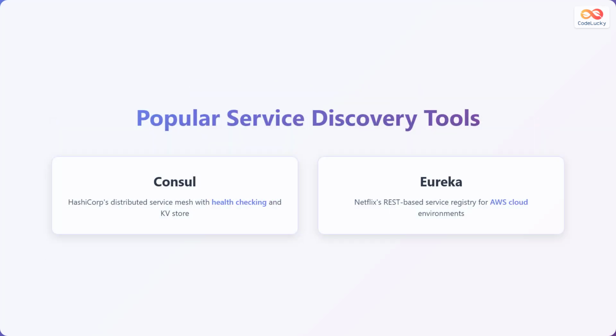So, what are some popular tools for implementing service discovery? Let's discuss a couple of them. First, Consul, which is HashiCorp's distributed service mesh with health checking and a key value store. Second, Eureka, which is Netflix's REST-based service registry, specifically designed for AWS cloud environments.